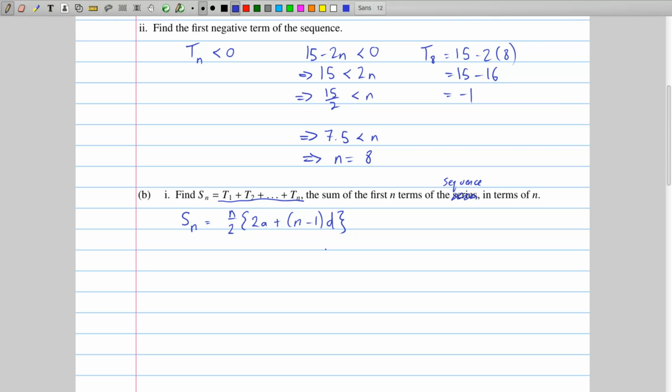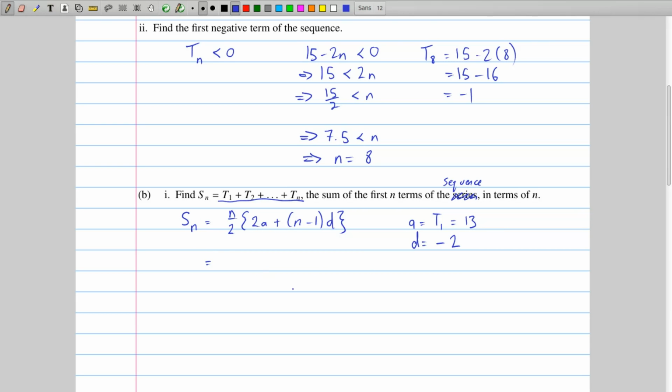We don't get to know what n is because the point of this is this should work for any number of terms that we want to look at, but a and d are always going to be the same. A is the first term in the sequence, T1, which we worked out earlier was 13. And d is the common difference. Well, what's actually happening every time? We're subtracting 2. So the common difference is minus 2. And that minus is important, so make sure that you remember to put that in.